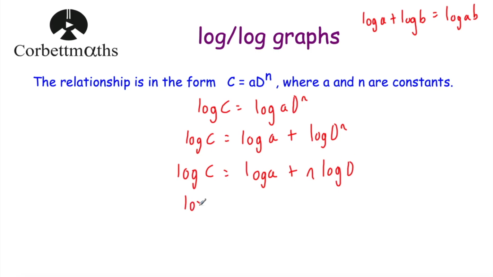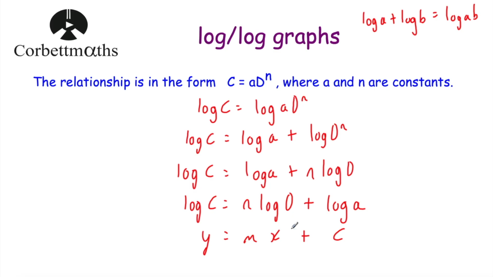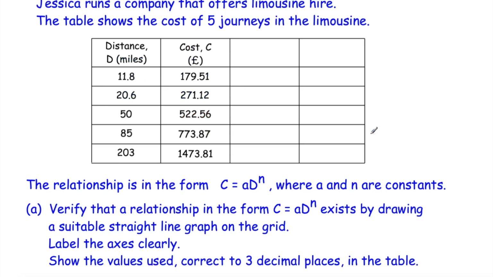So I'm going to write log C is equal to n log D plus log A. Now if we have a look here, we've got log C is equal to n log D plus log A. Remember that A and n are constants, they're just numbers. So if we work out log A, that'll just give us a number, and n's just a number as well. So this is in a similar form to y equals mx plus c. We've got our variables y and x, or log C and log D, and we've got our numbers, our constants, our m and c.